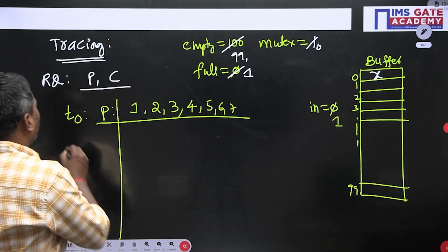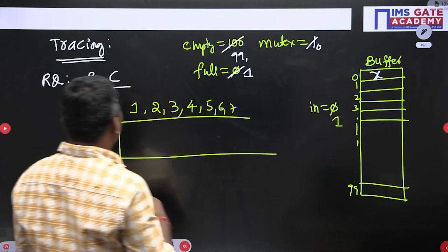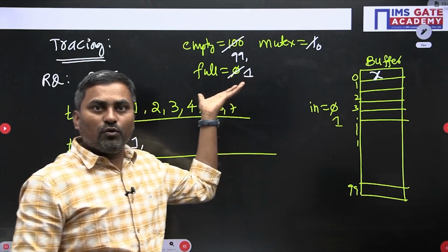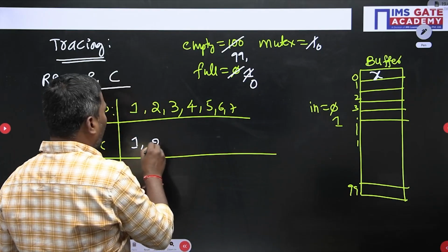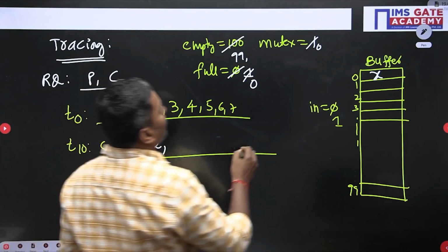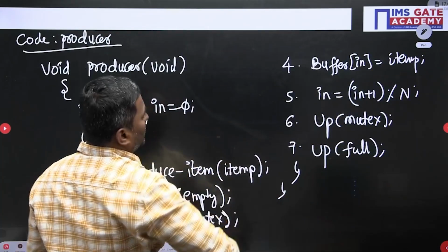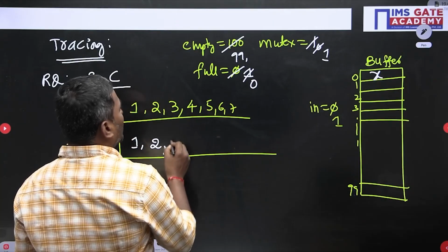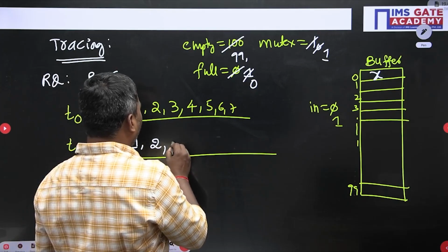Control is passed to the consumer. Suppose a consumer comes at time t10. What is step number 1 for the consumer? Down on full, right? Down on full only. Full is 1, 1 down becomes 0, successful. So I can go to the second statement: down on mutex, because mutex is already 1. In the producer code, up mutex means mutex value is already 1.